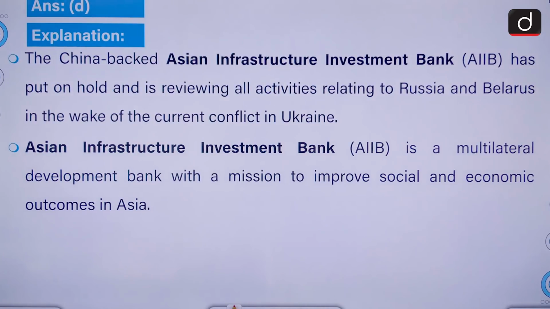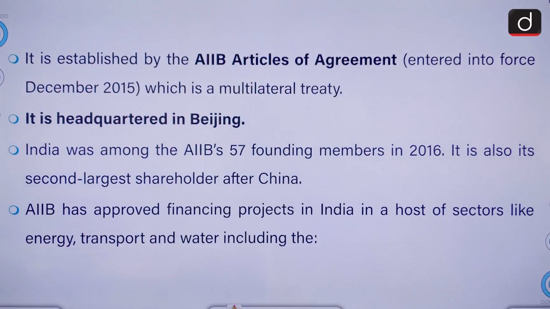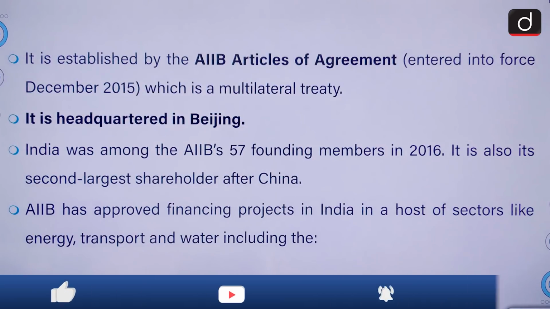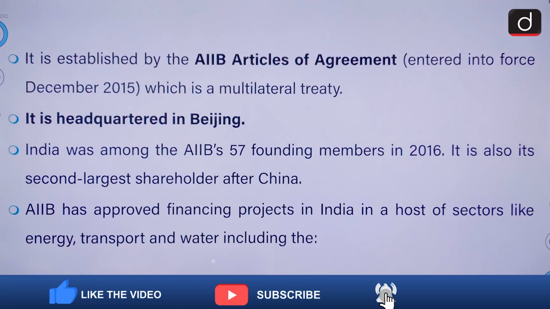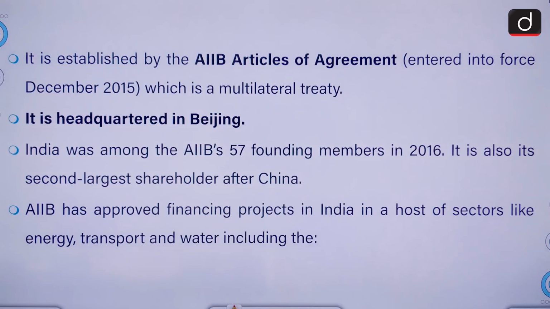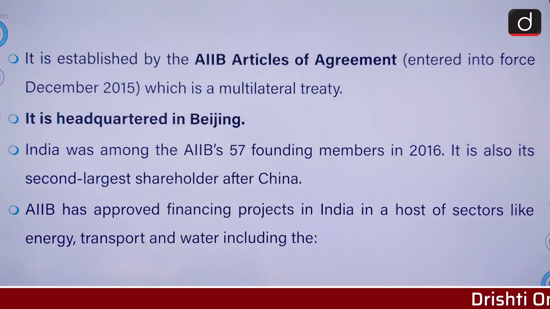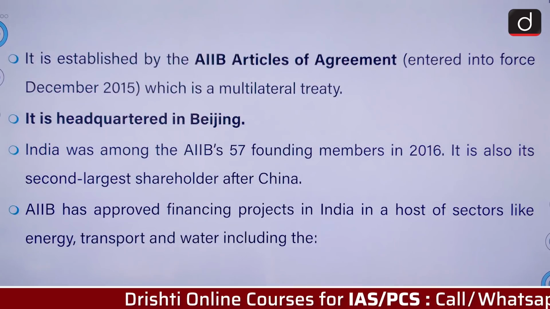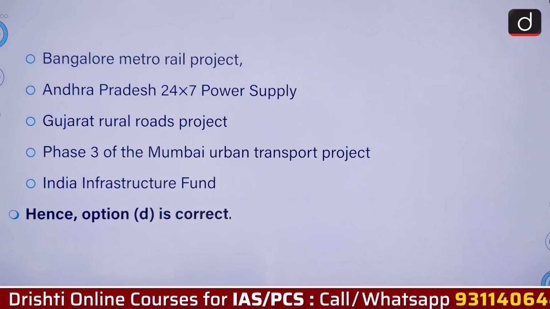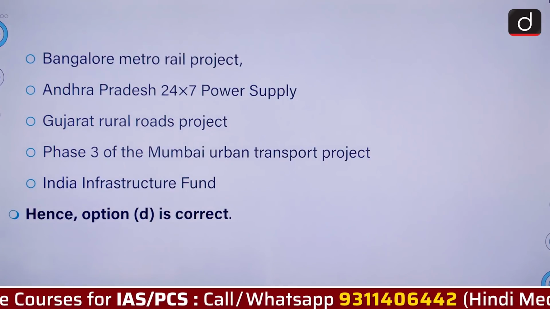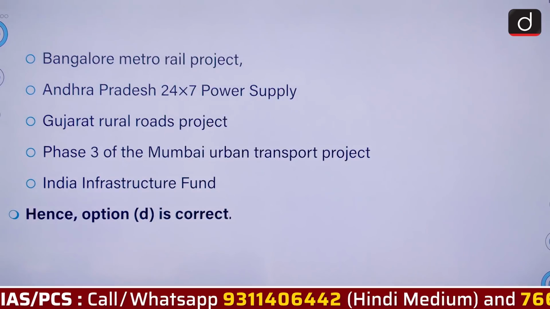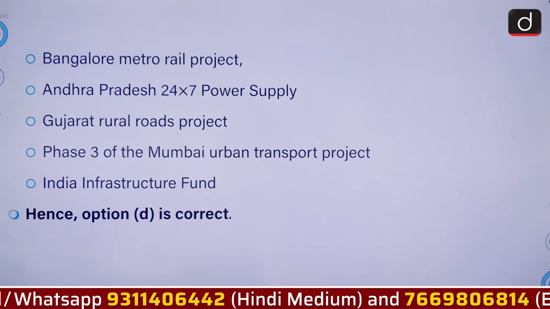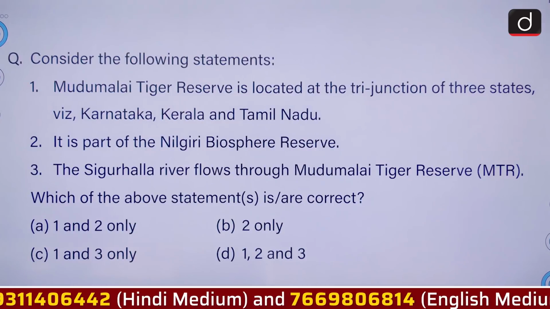AIIB is a multilateral development bank with a mission to improve social and economic outcomes in Asia. It is established by the AIIB Articles of Agreement, which is a multilateral treaty. It entered into force in 2015. The headquarters is at Beijing. India was among the AIIB's 57 founding members in 2016, and it is also its second largest shareholder after China. AIIB has approved financing projects in India in a host of sectors like energy, transport and water, including the Bangalore Metro Rail Project, Andhra Pradesh 24/7 power supply project, Gujarat Rural Project, Phase 3 of the Mumbai Urban Transport Project, India Infrastructure Fund.